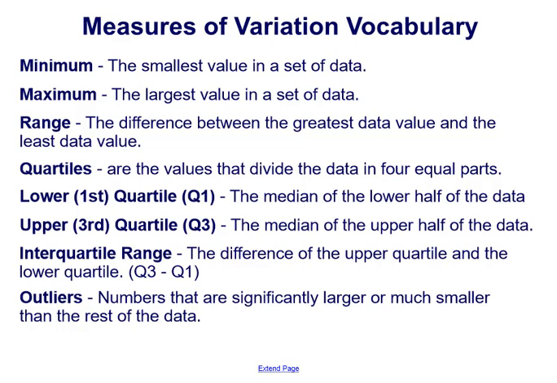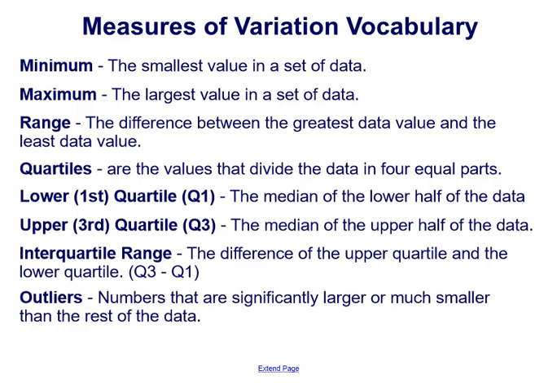Then you have your interquartile range, which is the difference of the upper quartile and the lower quartile, so you subtract Q1 from Q3. And then you have your outliers. Outliers are numbers that are significantly larger or much smaller than the rest of the data.